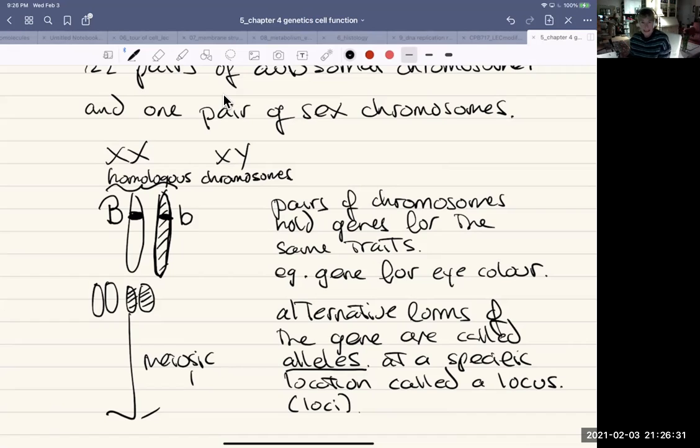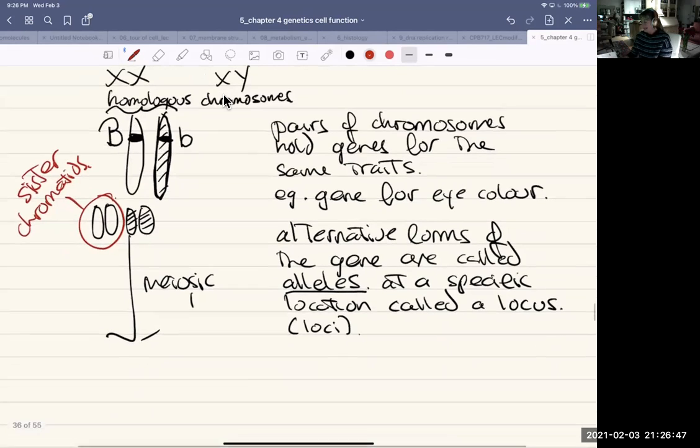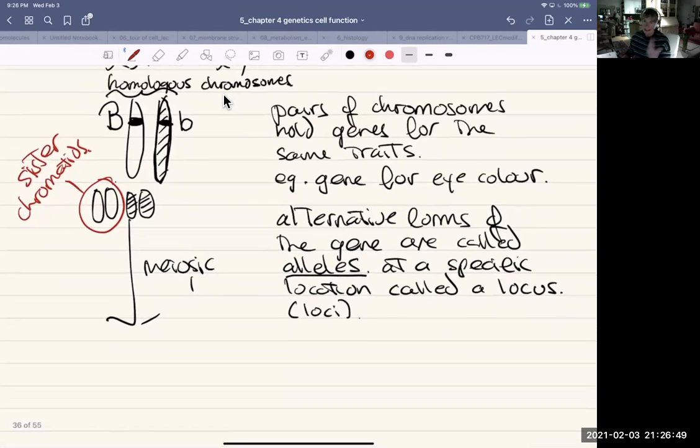When you replicate a chromosome, in this case, I've replicated the chromosomes here. Those are called sister chromatids. And I'm just telling you that. You'll need to know that when we get to development. At the moment, you don't need to know that particular fact.